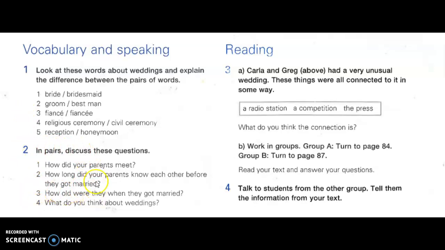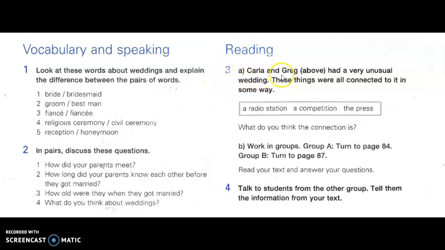I'm not keen on exercise 2 about how did your parents meet, etc. Just for various reasons. I think it's better to not do that task. But feel free to ask them if they've ever been to a wedding, what was it like, if they're married, etc. Next, there's a reading task in exercise 3.